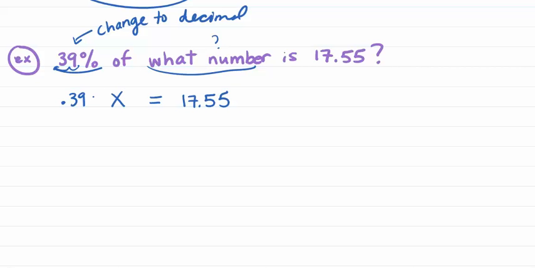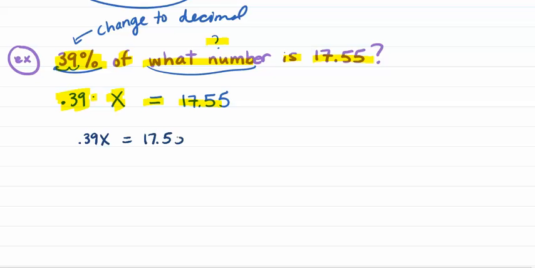So again, you just go piece by piece. 39%, change it to a decimal. Of means multiply. That's what the dot's for. What number? That's my question mark. I put a variable there. Is means equals, and a number just translates to the number. And then whatever you get is what you solve. You solve for your variable. So 0.39x, because they're being multiplied, equals 17.55. To solve for x, I divide by 0.39, and whatever that is, is the answer.